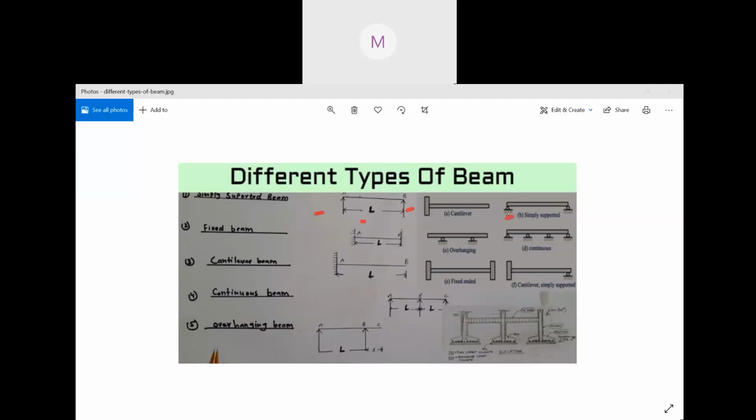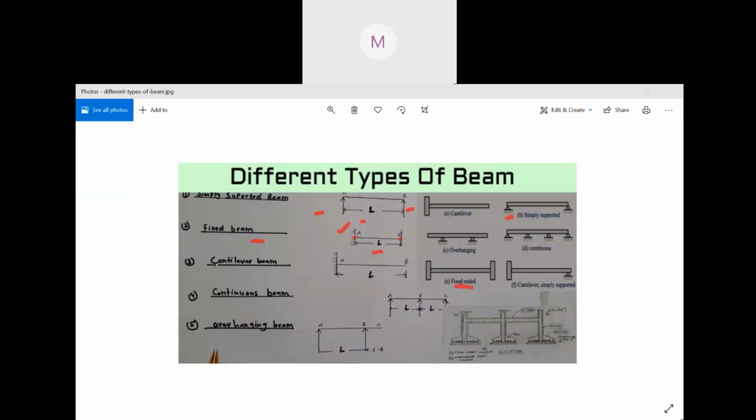Now after that, it is fixed beam. Look, I draw it like that. Fixed beam like this. Now this is point A, the first one, and the second one is point B. And the distance between them is L. That means the distance between the two fixed ends is L. This is the example of a fixed ended beam.